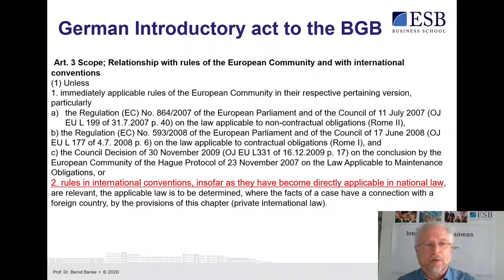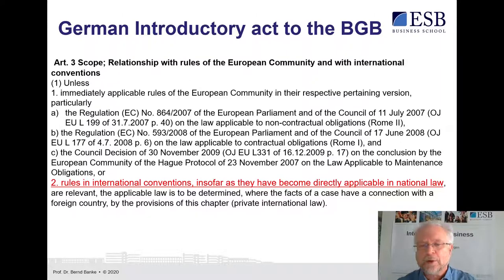And since Article 3, number 2 of the German Introductory Act to the German Civil Law Code, or the German abbreviation of that, EGBGB. It's just a question, by the way, are you still laughing about it, or is it meanwhile serious? Okay, so it's just a joke.